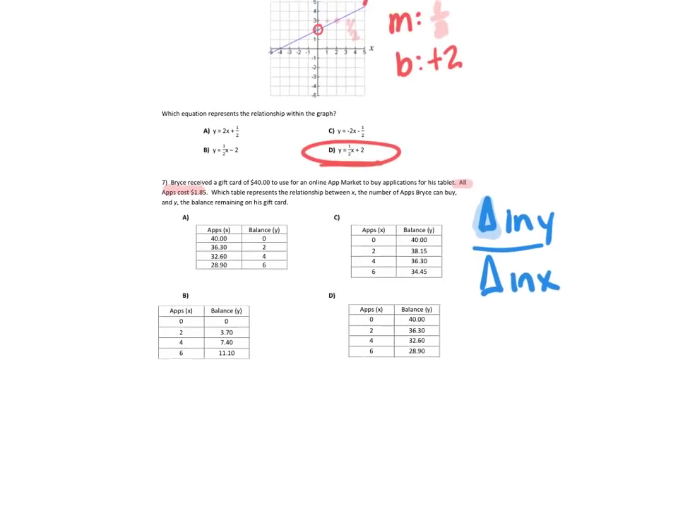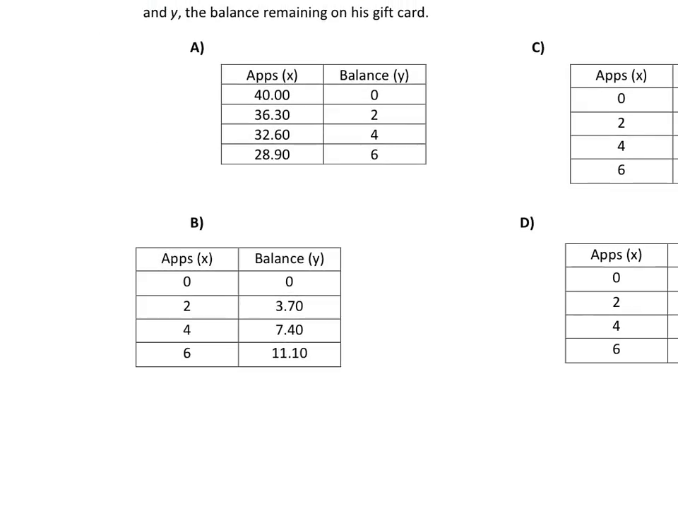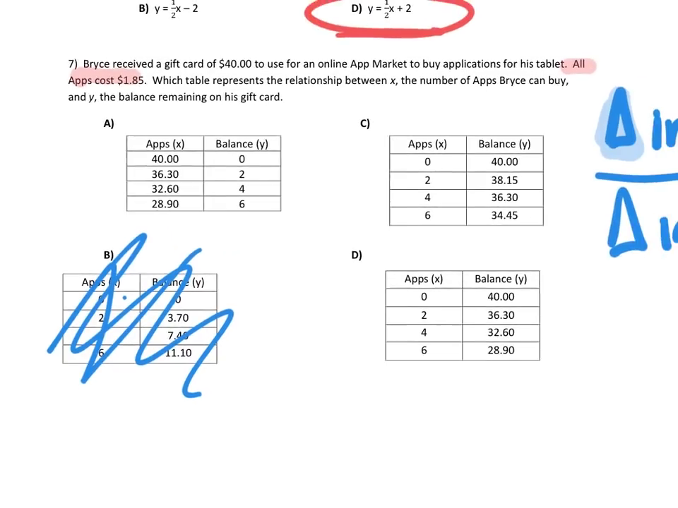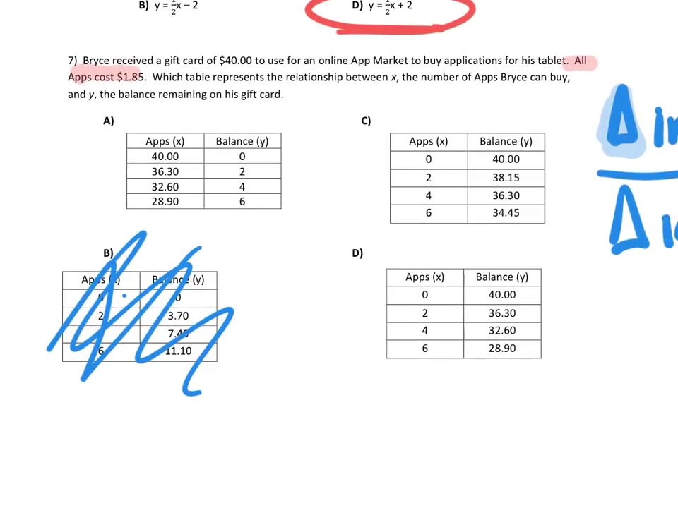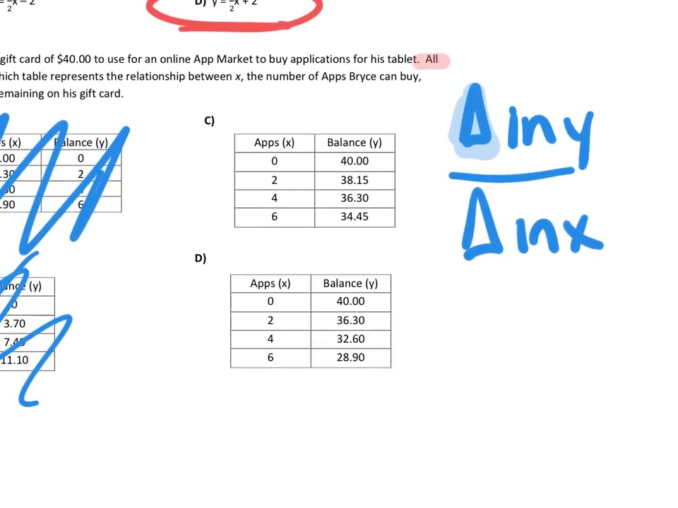Okay. Now, he has a gift card. Does it start out with a 0 balance? If somebody gives you a gift card, does it have 0? Well, hopefully not, right? Okay, so this one right here says 0 balance, okay? That's not it. We started out with how much money? $40, right? Okay, so are the apps $40 or the balance $40? Done. Take it out. Okay, now here's down to 2.